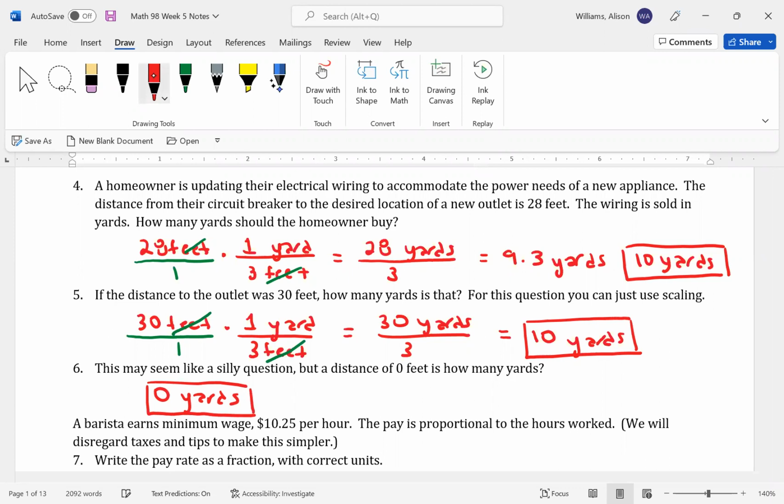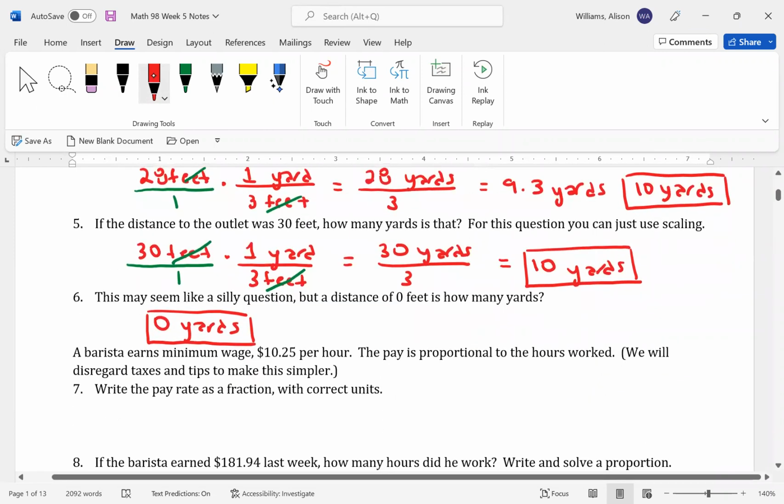Okay, let's look at another example. A barista earns a minimum wage of $10.25 per hour. The pay is proportional to the hours worked. And for right now, we'll disregard taxes and tips just to make it really easy.